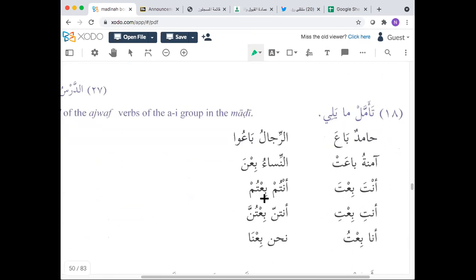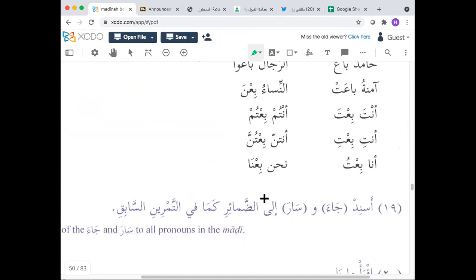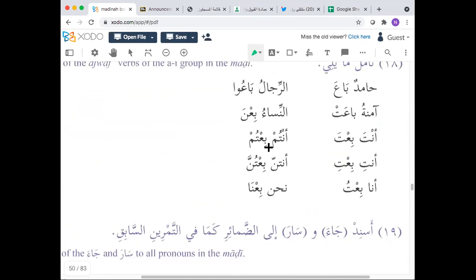And again, this is in the case that the past tense ba'a yabi'u, rather than saying kulna with a dhamma, this one is bi'na with a sukoon, with a kasra. Bi'na, bi'tun, which means to sell. From ba'a yabi'u. Ba'a yabi'u.